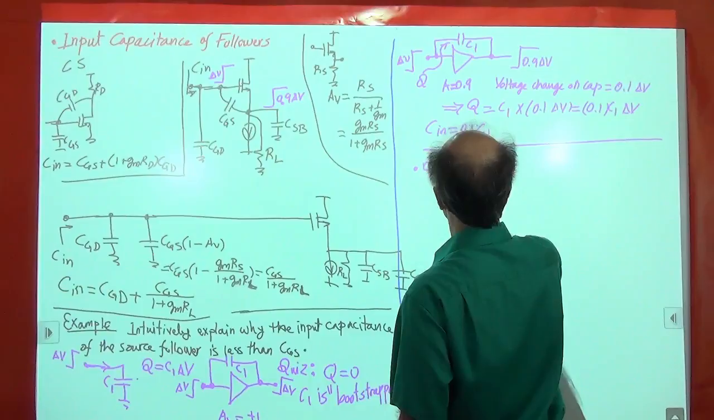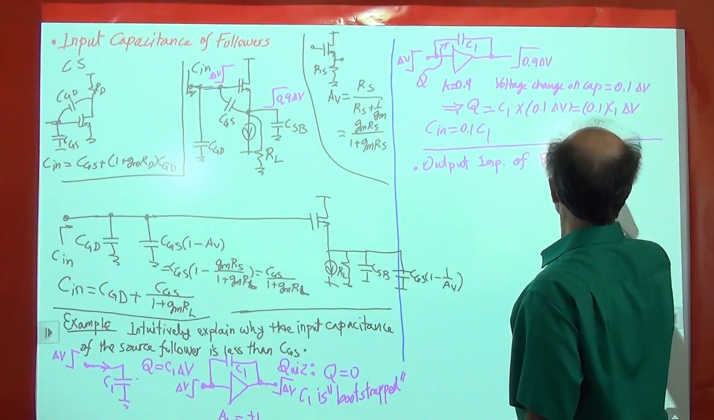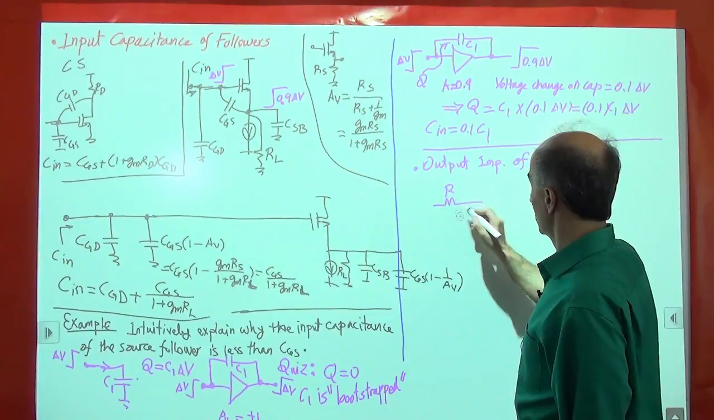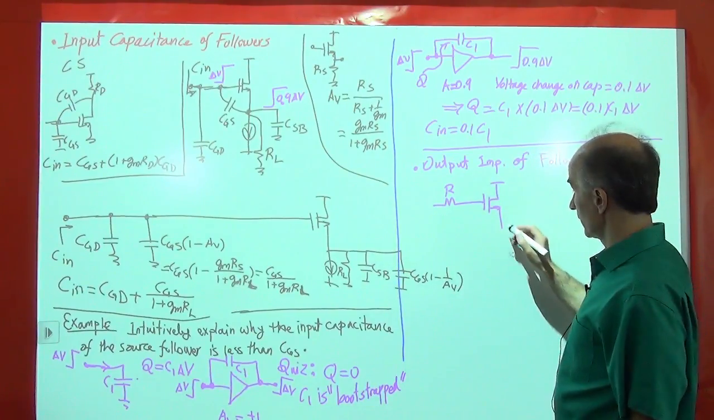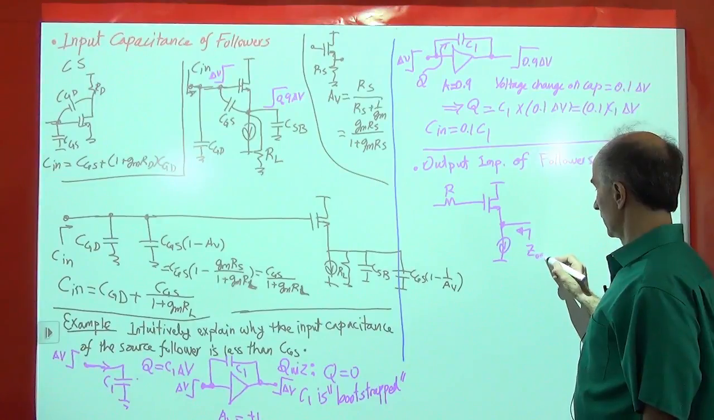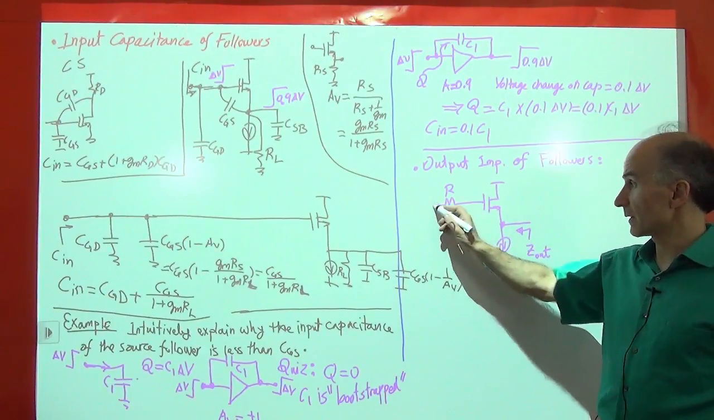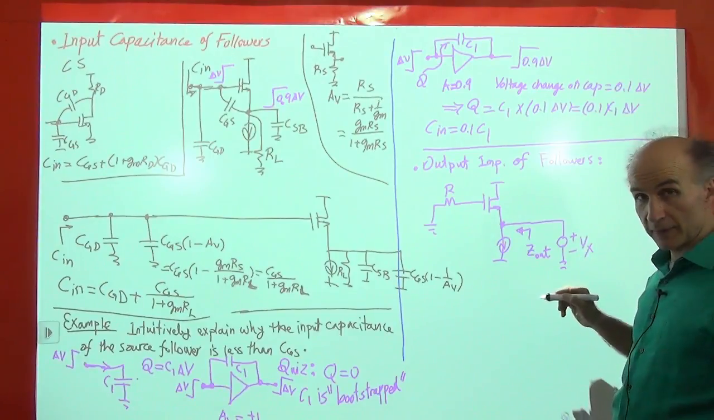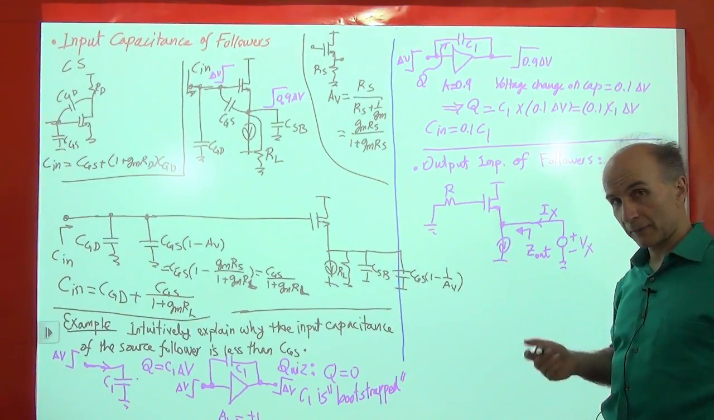So, output impedance of followers. Again we consider a general case. We have a resistance here, and then we have a MOS or bipolar stage of followers, right? Something like this. And to find the output impedance, looking this way, Z out, we're trying to find the Thevenin resistance. So the procedure is kill all independent sources. So this independent source is set to 0. Apply a voltage here, which we call Vx, small signal, and measure the resulting current. And Vx over Ix will be the small signal output impedance of the circuit.